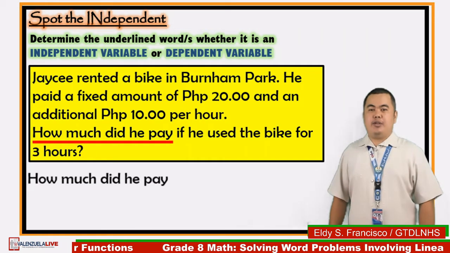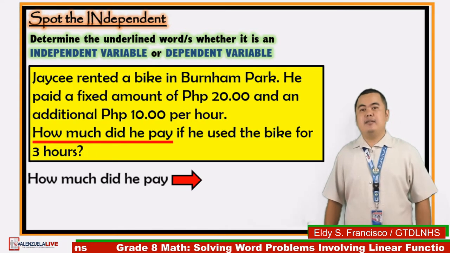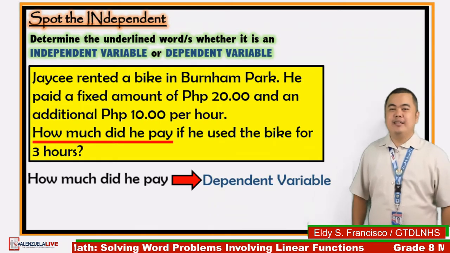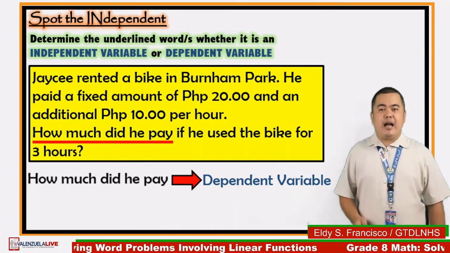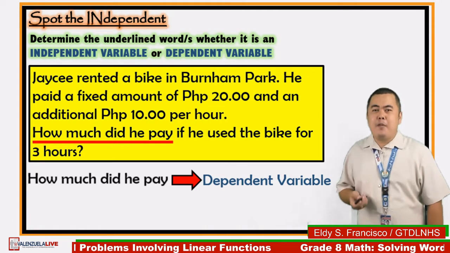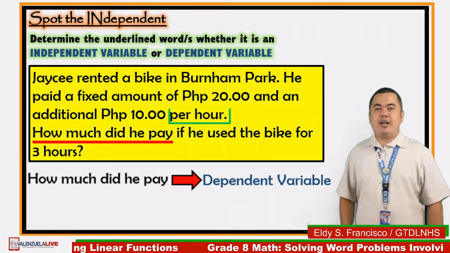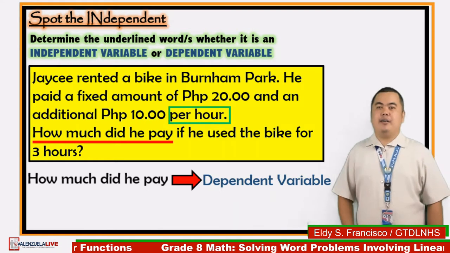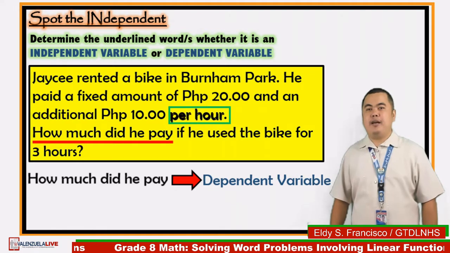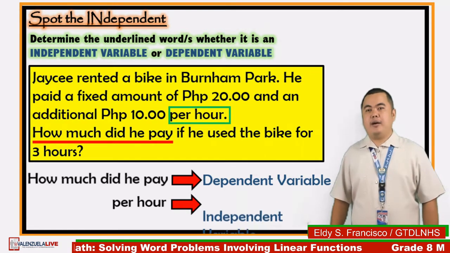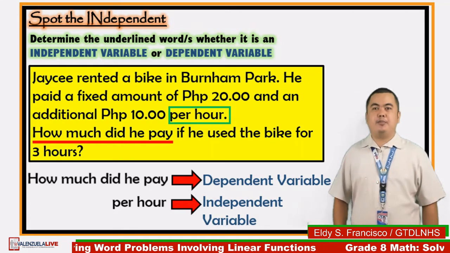If your answer is dependent, then you are correct. Very good. And what do you think now is the independent variable? Okay, good. These are the words for R. Next problem. We have now for R, which is our independent variable.